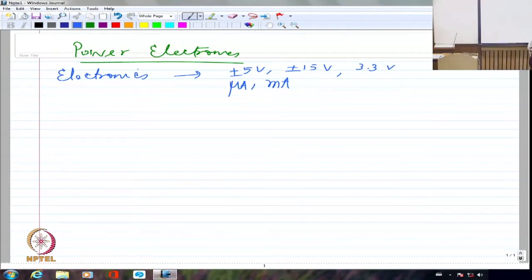Whereas in power electronics, the same electronic circuits may be made bigger. To handle higher current, the cross-sectional area should increase. To handle higher voltage, the length should increase. So if I increase the length, it will be a high voltage device. If I increase the cross-sectional area, it will become a high current device. If I can handle higher currents and higher voltages, I would call that a power electronic device.